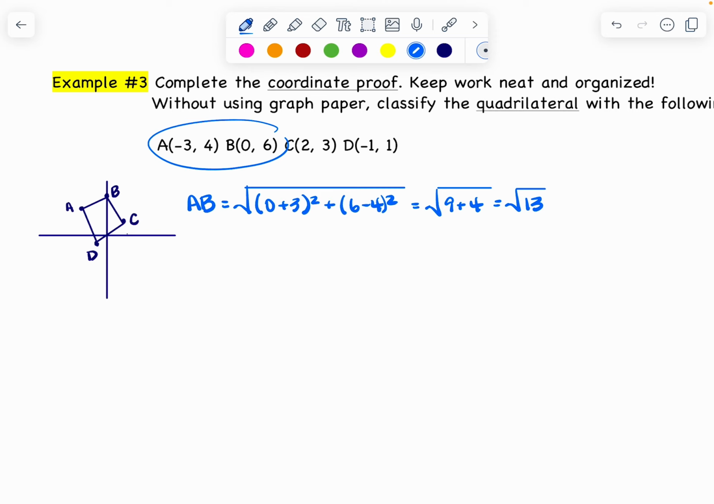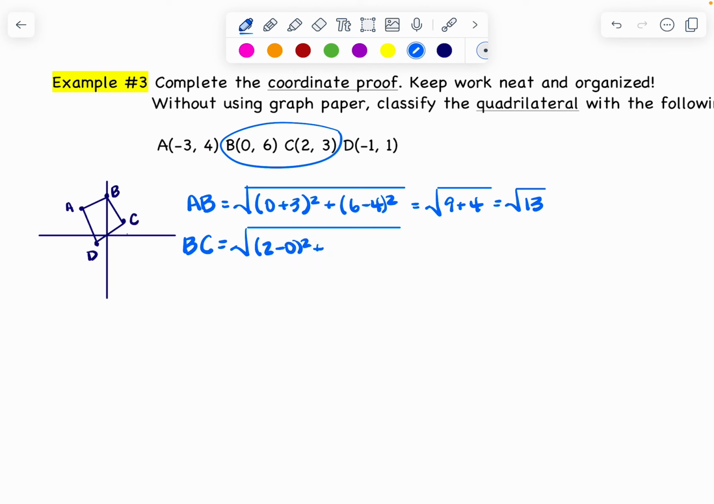I'm going to go ahead and do, you can just go around, or you can do the opposite side from AB, or the consecutive side to AB. It really doesn't matter. I'm just going to travel around. I'll just do BC next. I'm going to go clockwise around. All right, so here we go. Now I'm going to be using BC, so I'm using these points here.